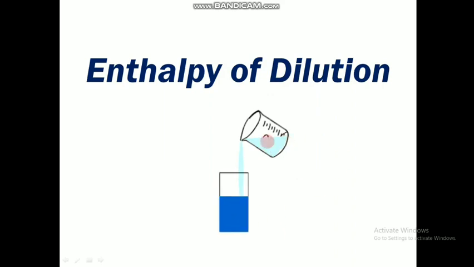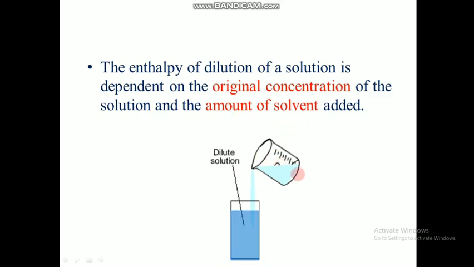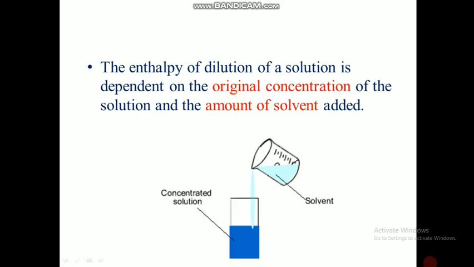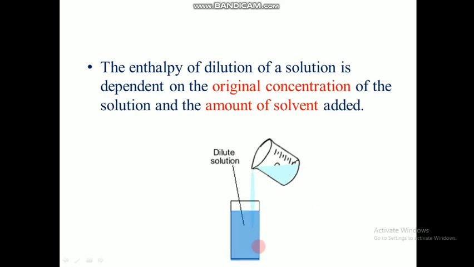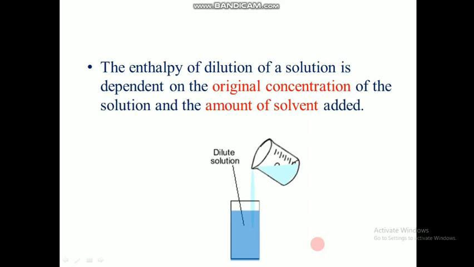And how much is the enthalpy change as we add more and more solvent? This depends upon two factors. The enthalpy of dilution depends on the original concentration of the solution and the amount of solvent added. That is actually a simple fact. So I'll tell you an example. I have taken 1 liter of solvent and mixed 1 kilogram of sugar into it, and we are adding 1 liter of solvent to it. So that will be a particular change.